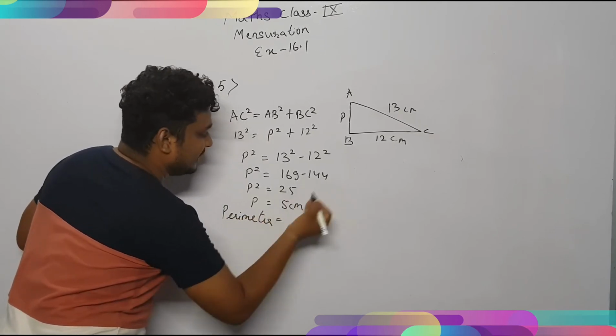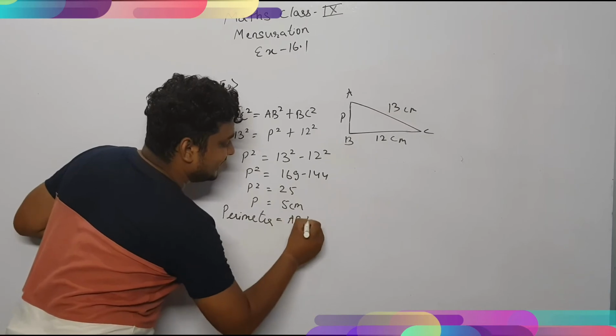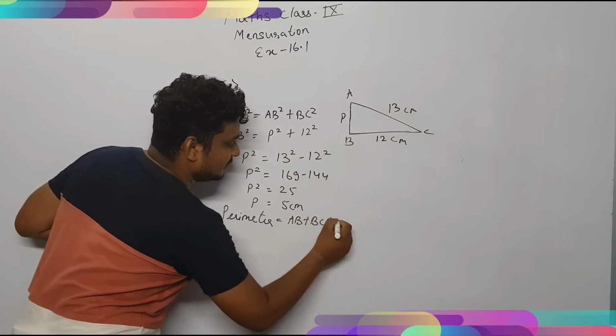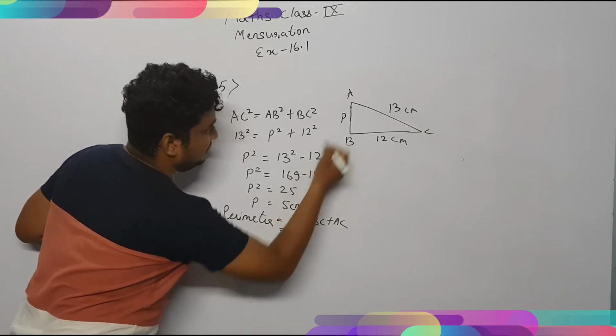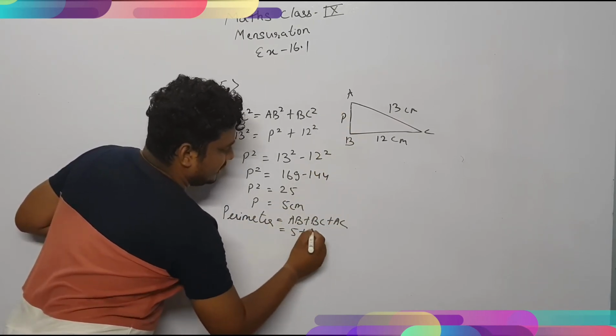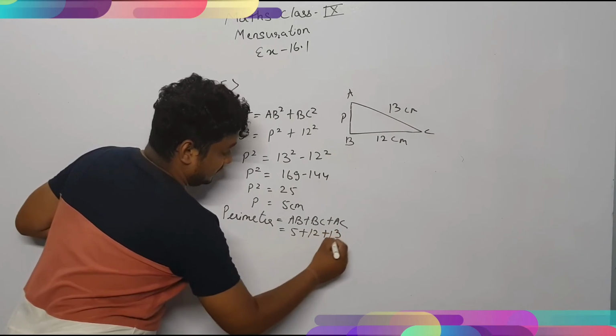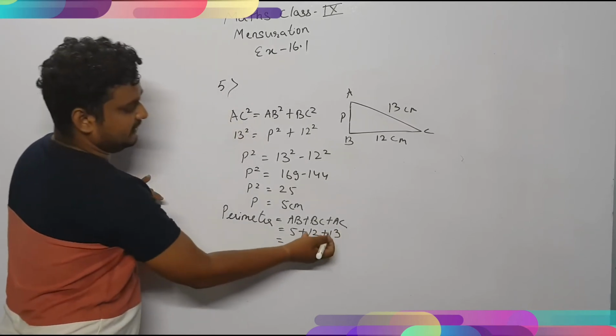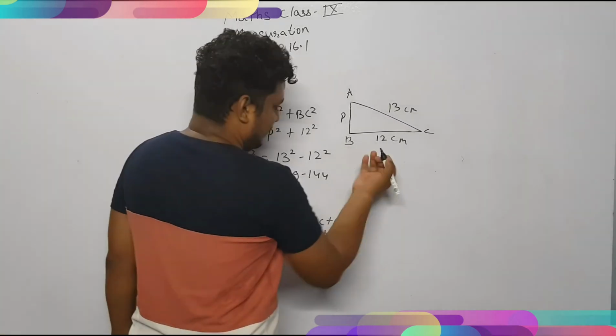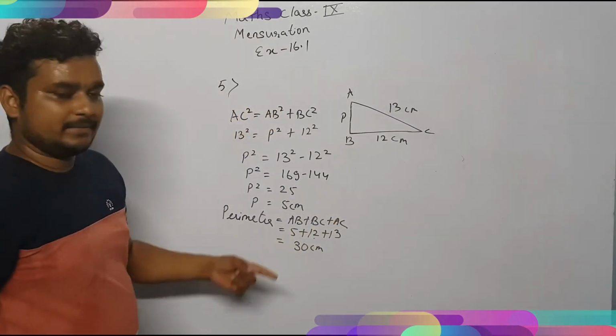So what is the perimeter? Perimeter equals the sum of all the sides. What are the lengths? AB equals P we have taken, then 5 plus 12 plus 13. You can tell that it is 30 centimeter. 12 plus 13 is 25, 25 plus 5 is 30 centimeter. So we have got the perimeter, 30 centimeter.